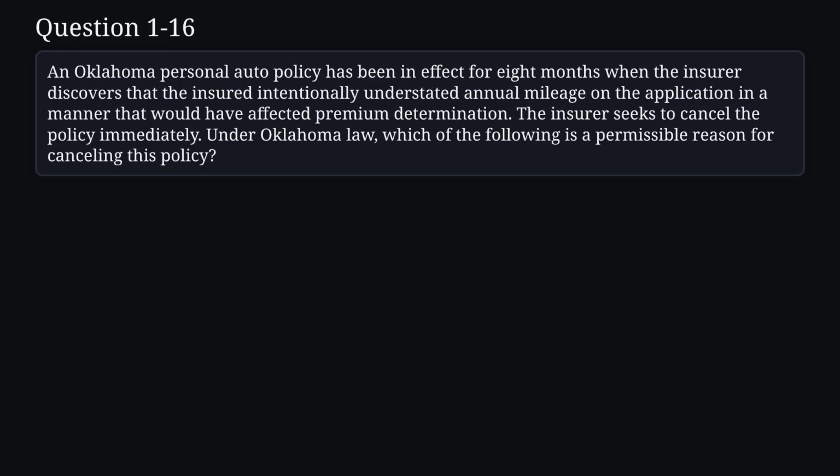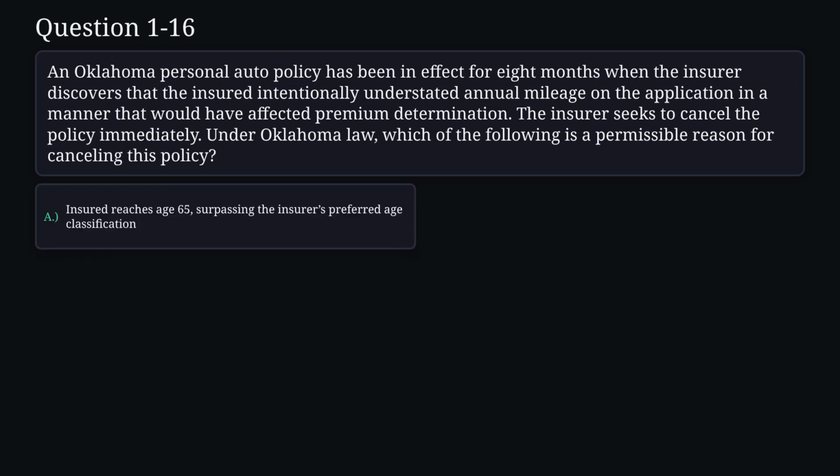An Oklahoma personal auto policy has been in effect for 8 months when the insurer discovers that the insured intentionally understated annual mileage on the application in a manner that would have affected premium determination. The insurer seeks to cancel the policy immediately. Under Oklahoma law, which of the following is a permissible reason for canceling this policy?